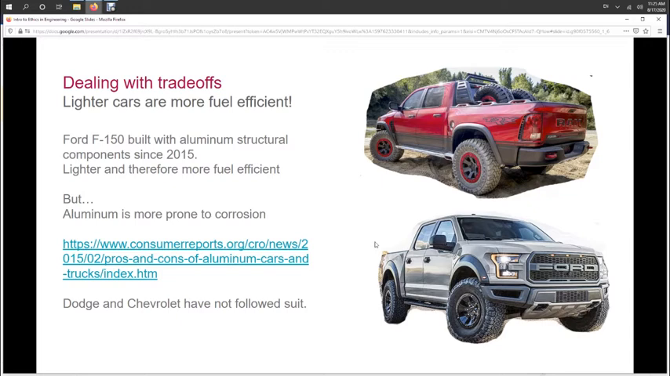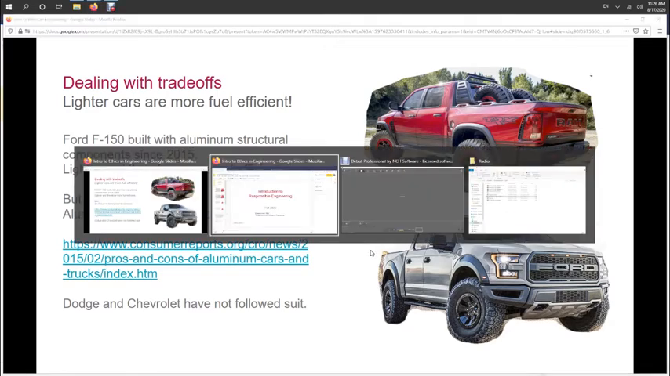The Ford F-150 pickup. Since 2005, Ford has been building the F-150 with aluminum structural components. It makes the trucks lighter, and this makes them more fuel efficient. Instead of a large V8 engine, they can have a turbocharged V6, for example, and they can still get acceptable performance. However, there's a trade-off. Aluminum is more prone to corrosion.